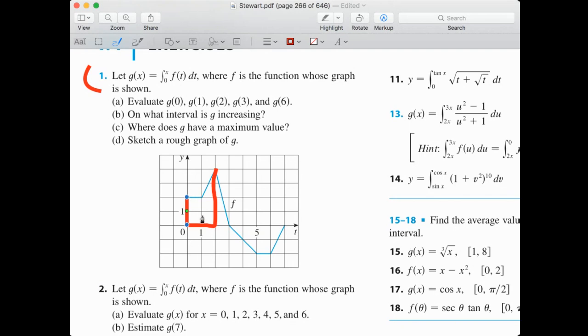So we know G of 1 already. That's 2. And then also this down here is 2. And then here it's a rectangle. We have 1 times 2 divided by 2. Then add all together. Then G of 4 is the area up to this.